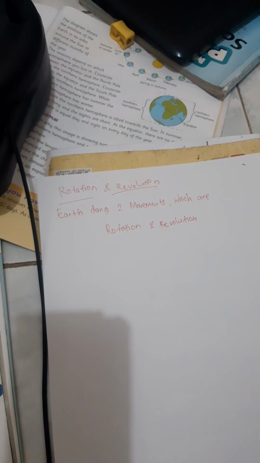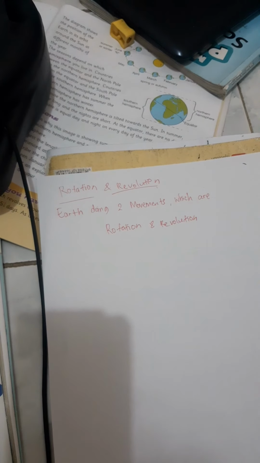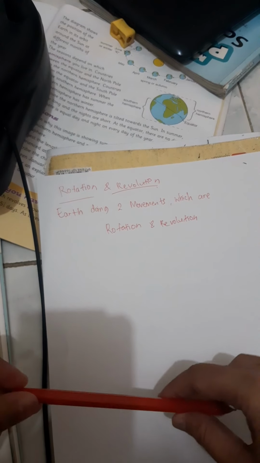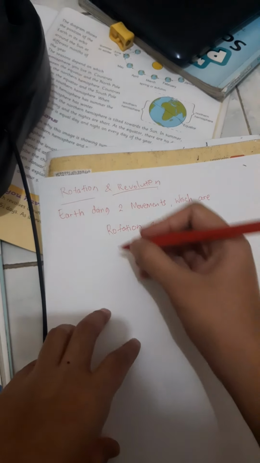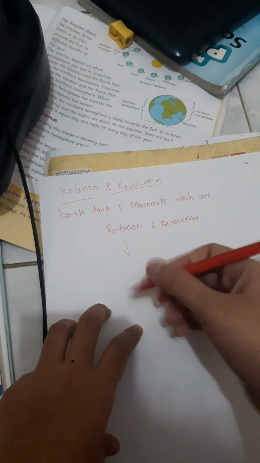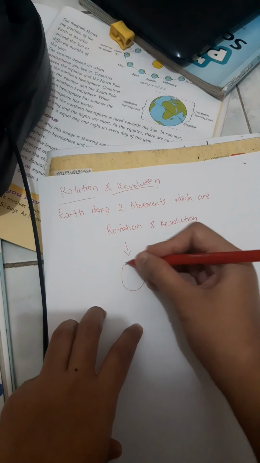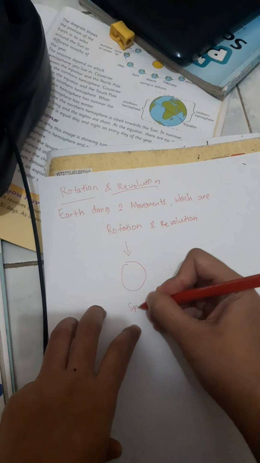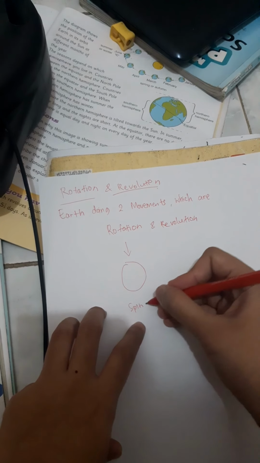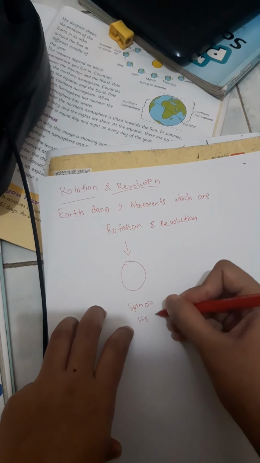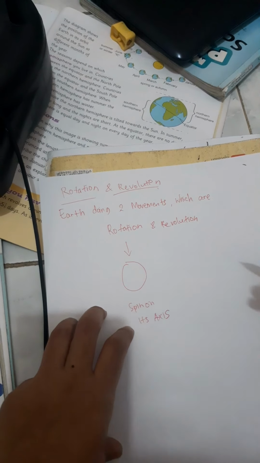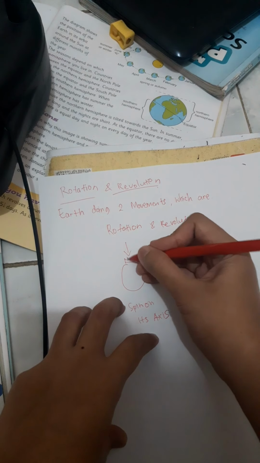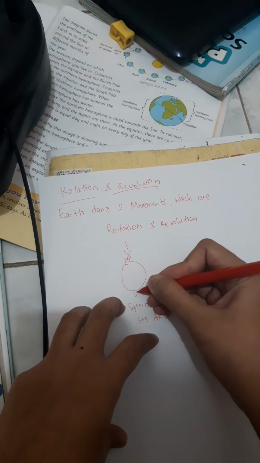Okay, now we're going to learn about rotation and revolution. The earth does two movements, which are rotation and revolution. What is the difference between those? I will explain it now. Rotation is when the earth spins on its axis. So what is an axis? The axis is the North Pole and also the South Pole.